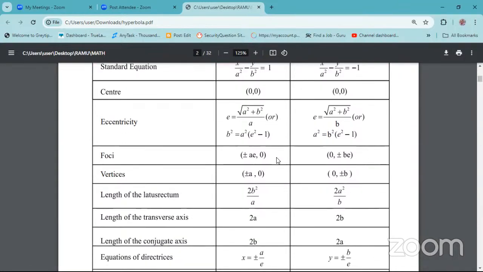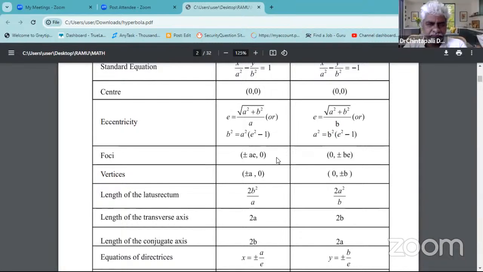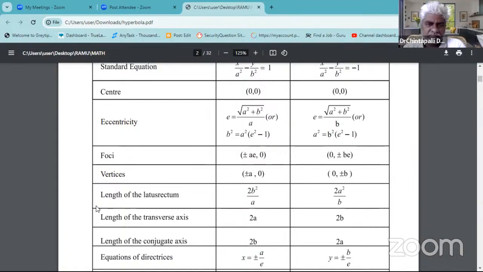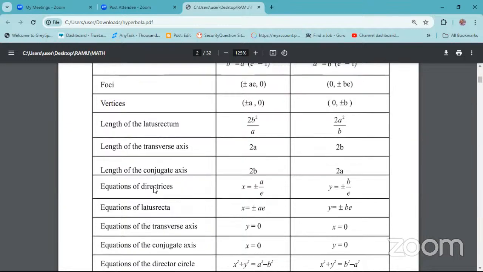For foci it is plus or minus a comma 0. There, plus or minus a comma 0. Same. Vertices is also same, plus or minus a comma 0. Next, the length of latus rectum is also same. Very good.